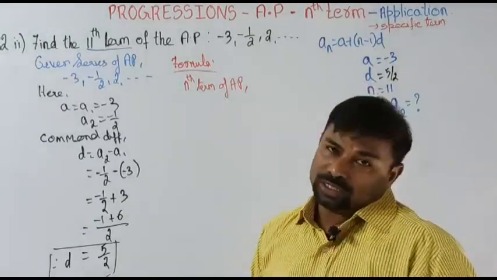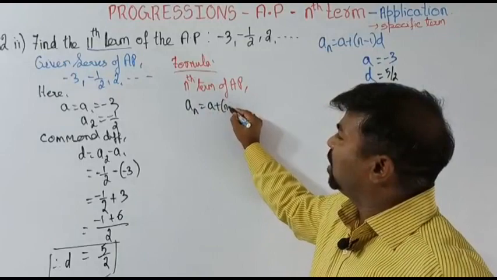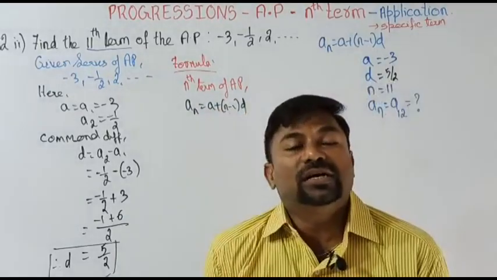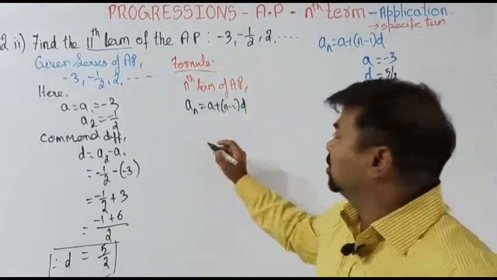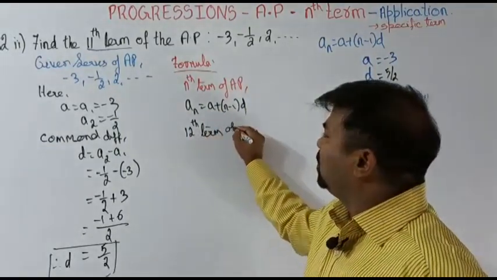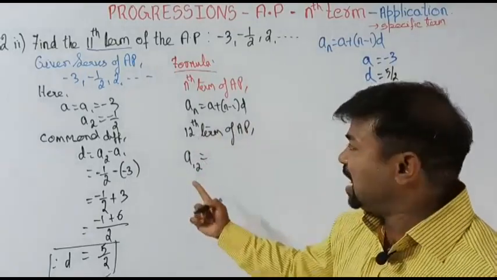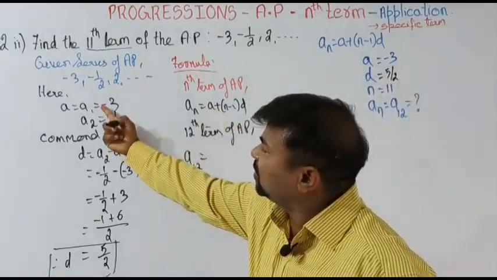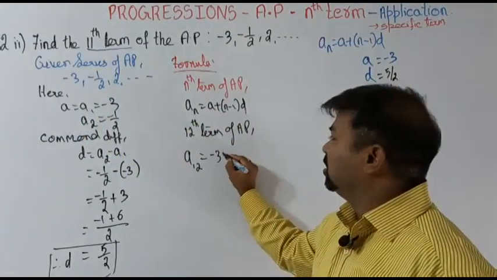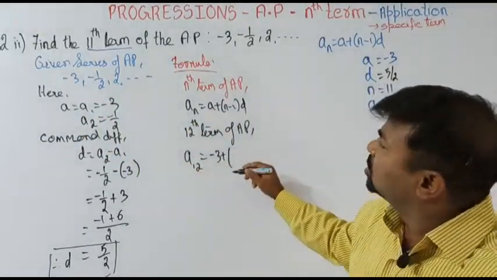Right. So the formula we are discussing is a_n equals a plus (n minus 1) into d. Which term do you want? You want the 12th term. So let us plug in there. The 12th term of the AP. What's the 12th term? A12 equals a, in the place of a we have minus 3, plus, what's the n? n is nothing but 12.